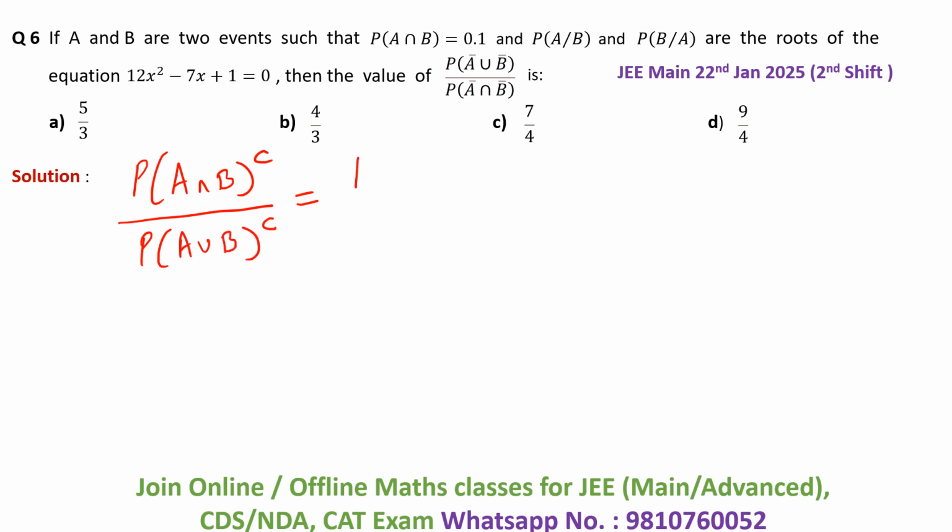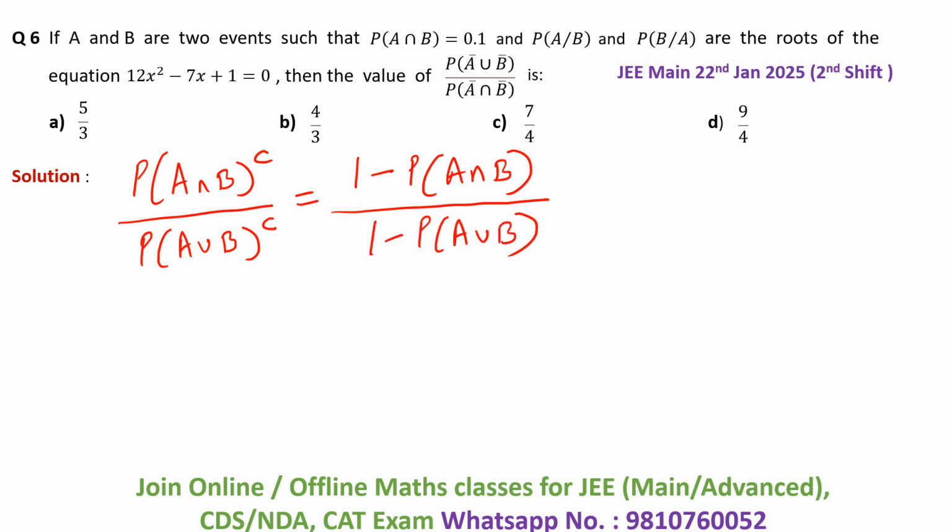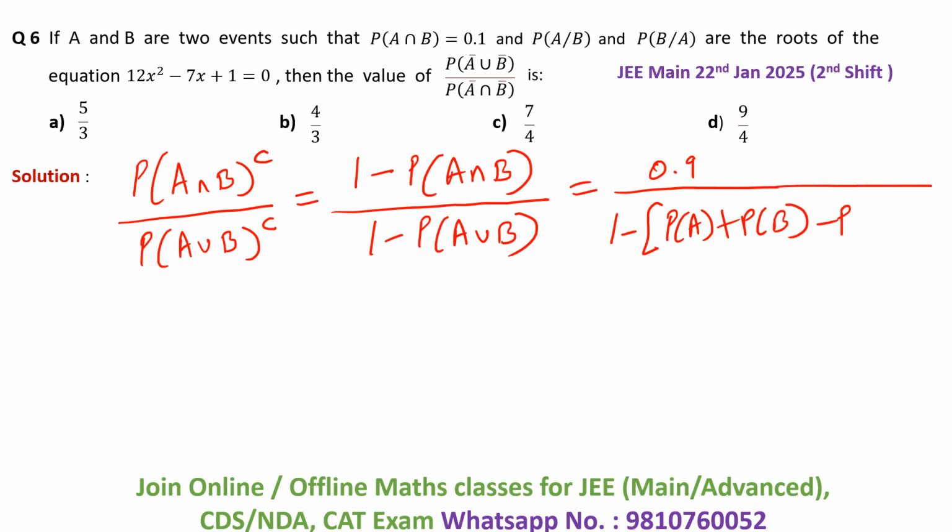Now the numerator can further be written as 1 minus P(A intersection B), and the denominator can be written as 1 minus P(A union B). Right? Now students, the value of the numerator can be easily found by subtracting 0.1 from 1. That means this is just 0.9. And in the denominator, we will have to use the formula for P(A union B). So this is P(A) plus P(B) minus P(A intersection B).